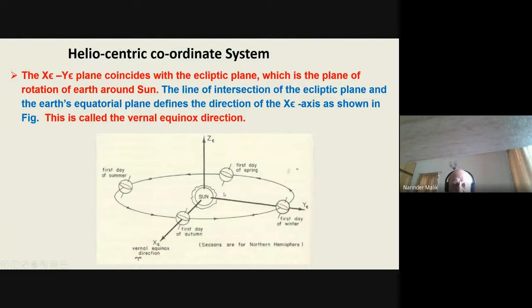For an interplanetary mission, you can use this particular coordinate system. Here, the x-axis is the intersection of the equatorial plane of the Earth with the ecliptic plane, that is called the line of Aries. So that is defined as the x-axis. The z-axis is normal to this ecliptic plane. The y-axis is completed by the right-hand rule. So this is called the heliocentric coordinate system.